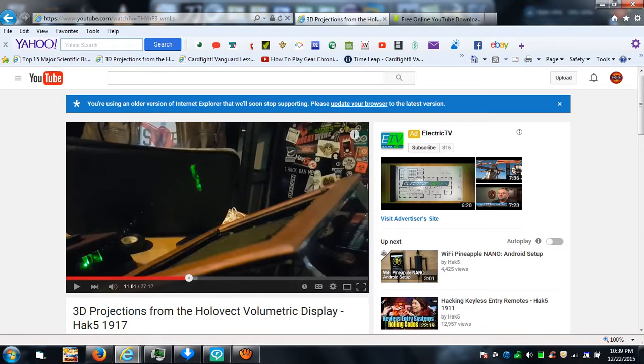This is not too different from the water screen concept, where they're using water vapors, basically steam, and then they're projecting onto the steam. The issue with that is that you need access to water, you need a system that vaporizes the water and all that good stuff, right?